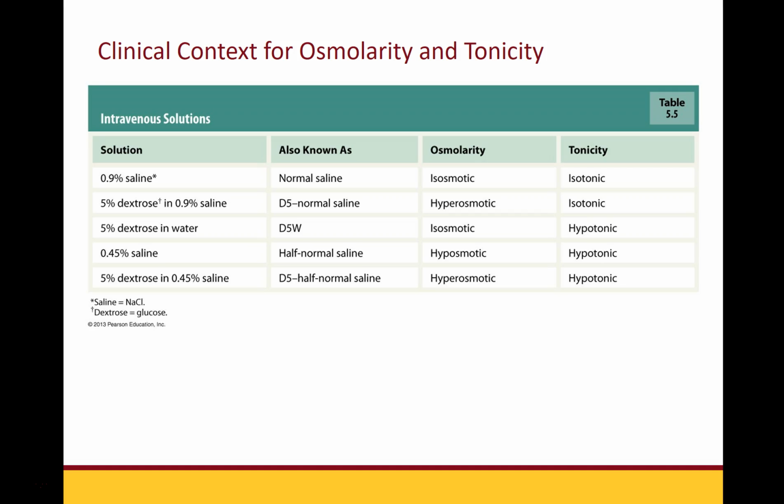Don't worry about this stuff. So it's a hyperosmotic solution, but it's an actual isotonic solution because the saline is still in there, so we have more stuff, more osmolarity, but it still has the saline, so it's isotonic. Water is a hypotonic solvent, but we have the dextrose in there, so it's actually isoosmotic based on this balance of these two things, makes it isoosmotic, but hypotonic.